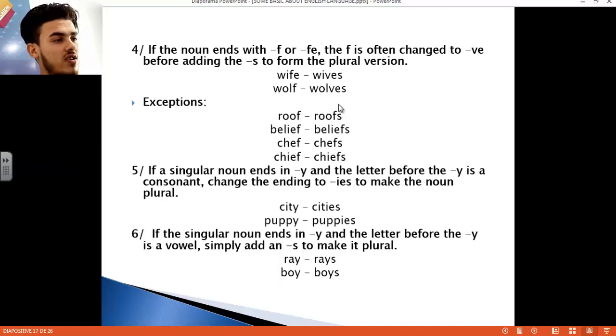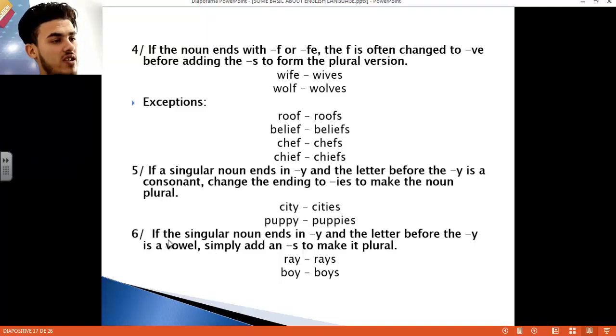The fifth rule is if a singular noun ends in Y and the letter before the Y is a consonant, change the ending to IES to make the noun plural, like in the example, city, cities, puppy, puppies. Here we see there is a Y at the end, and before the Y we have a consonant, a T or a P or any other consonant. We have to omit the Y and put IES instead of it and get the plural easily.